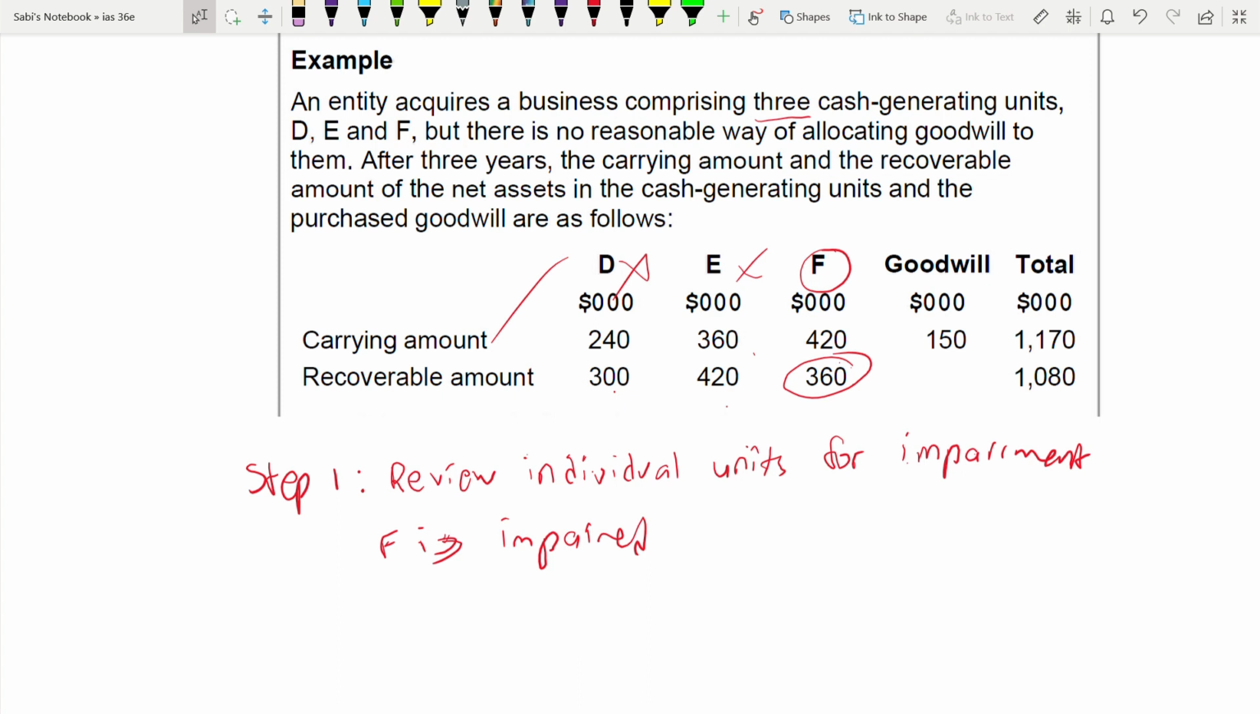So how much is the impairment? 420 minus 360, which is 60,000, because the figures are in thousands. Okay, so 60,000 is the loss.